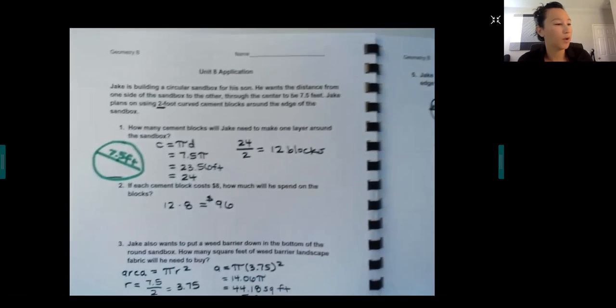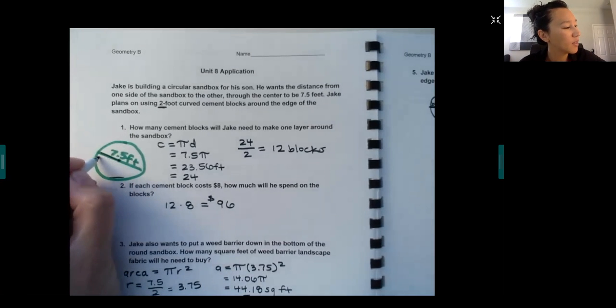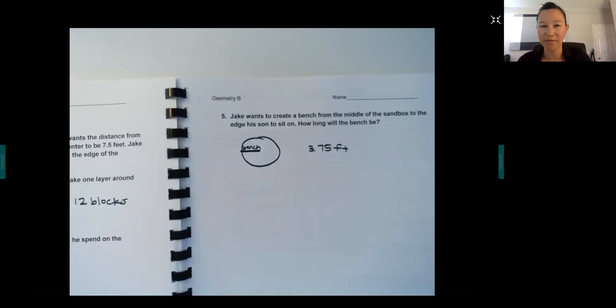So remember, the total distance was 7.5. If we just wanted it from here to here, we calculated that by dividing it in 2, and that was 3.75. So that's why the bench would be 3.75.